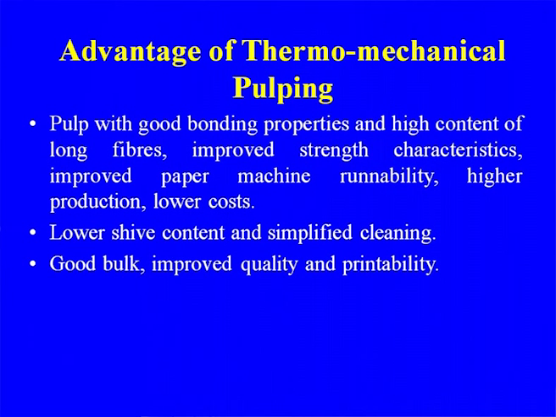Advantages of the mechanical pulp: good bonding properties and a high content of long fibers, improved strength characteristics, improved paper machine runnability, higher production, lower cost, lower size content and simplified cleaning, good bulk, improved quality and printability. Those are some of the advantages of the thermomechanical pulp.